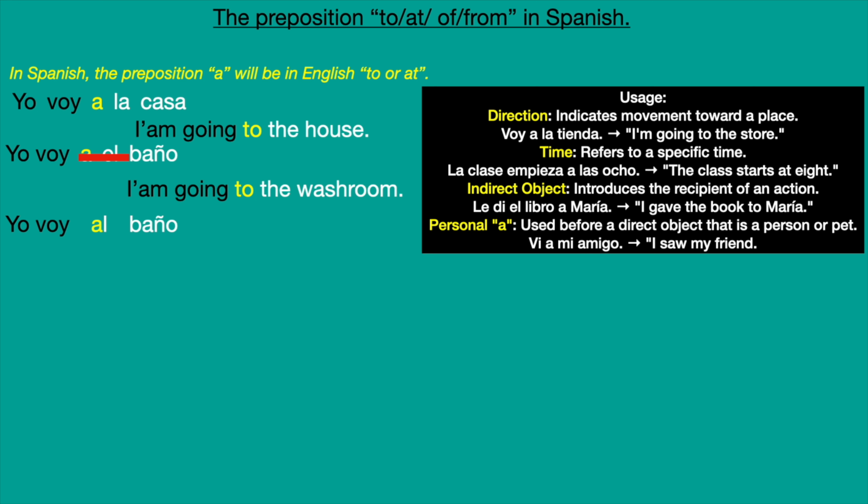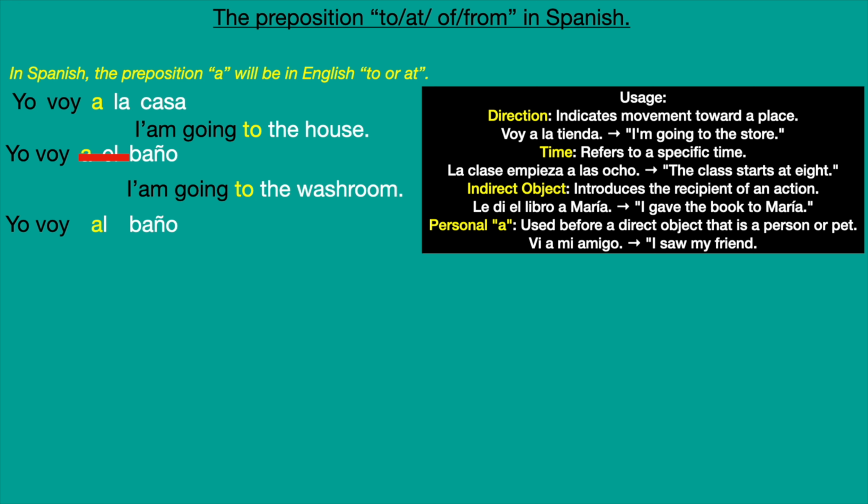And the personal a is used before a direct object that is a person or a pet. "Vi a mi amigo." So I saw to my friend. In English you will say I saw my friend, you don't have to use the "to." But in Spanish you will say "vi a." So I saw to someone. Okay, so that would be when you use the preposition a.